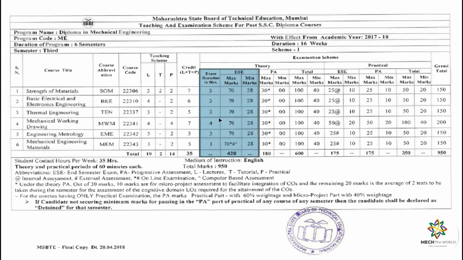The end semester exam of theory will be of 70 marks, from which you must score a minimum of 28 marks. For solving this paper you will get 3 hours of time.